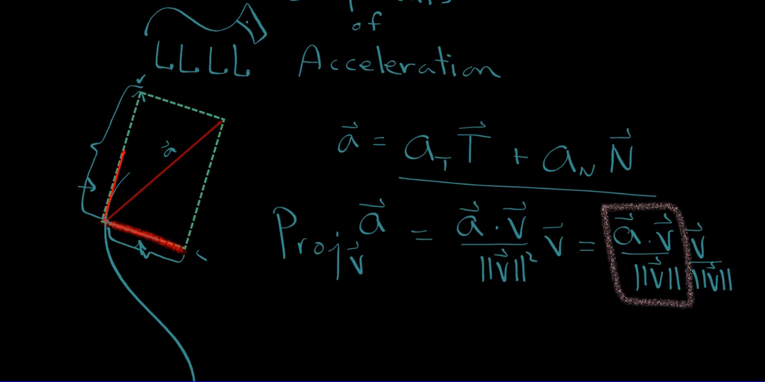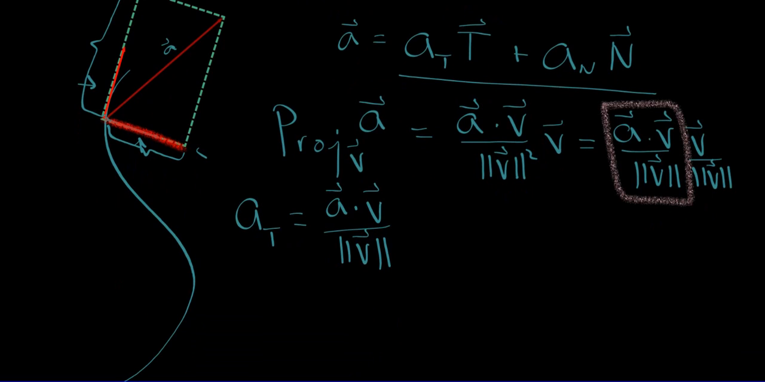Now, you'll see a lot of times if you're talking about the tangential component of acceleration, it will be given to you in that form. So that's one way. So in other words, let's see what we've got here now. We've got the tangential component of acceleration is A dot V over the magnitude of V. That's what that is. Now, that's not the only way you'll see this. But that's one.